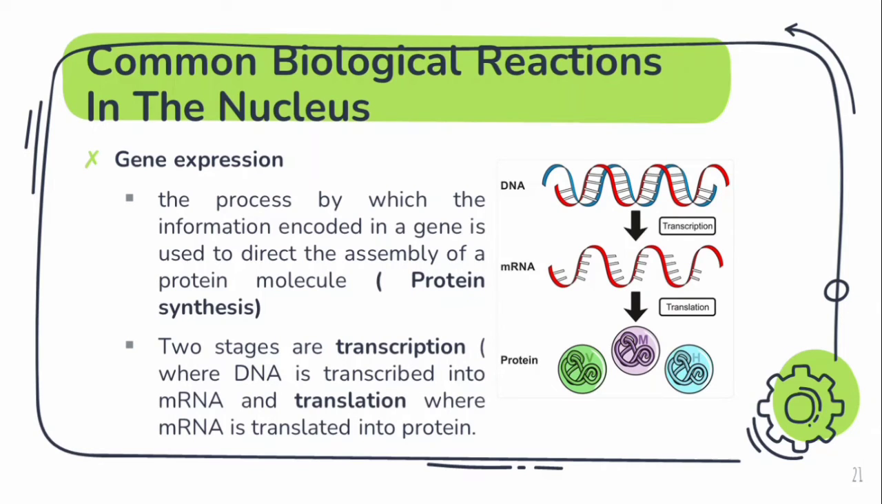The two stages of gene expression are transcription, where the DNA is transcribed into mRNA, and translation, where mRNA is translated into protein. Transcription specifically happens inside the nucleus.